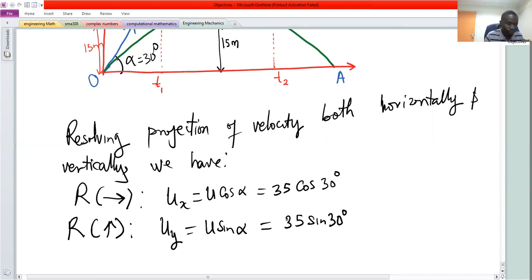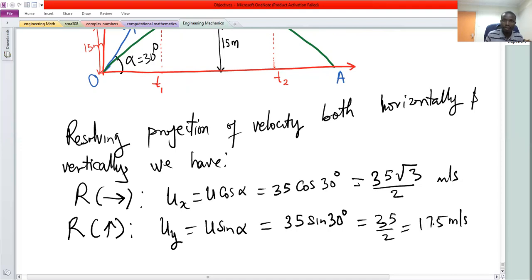So 35 cos 30 is giving 35 root 3 over 2 meters per second. And 35 sin 30 is 35 over 2, so simply 17.5 meters per second.